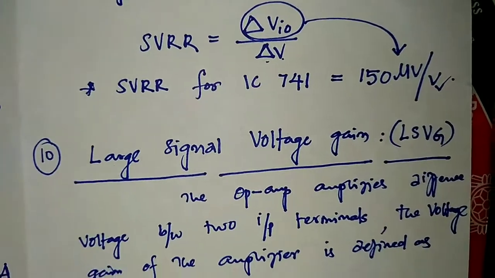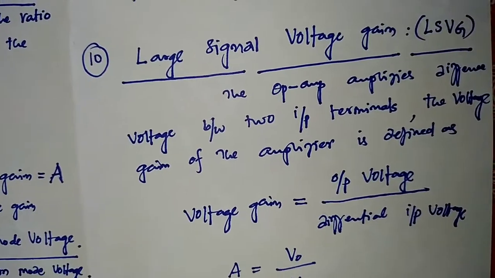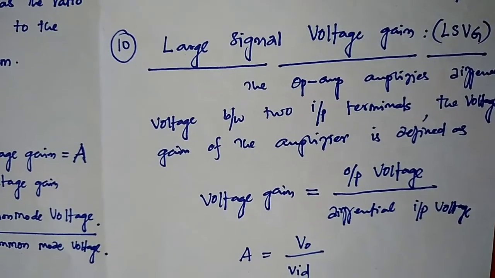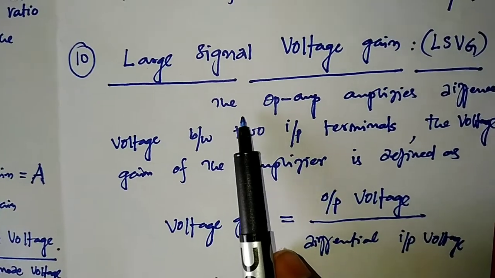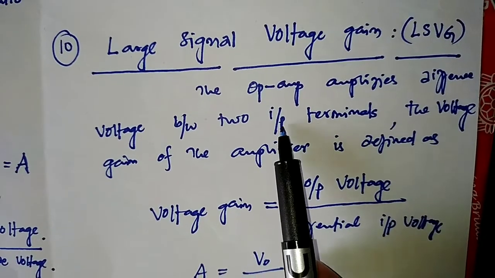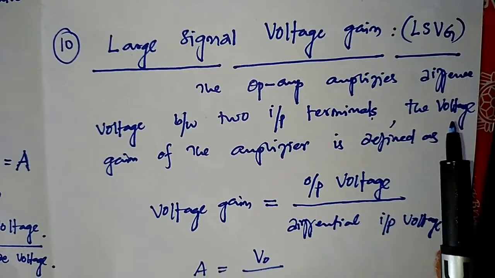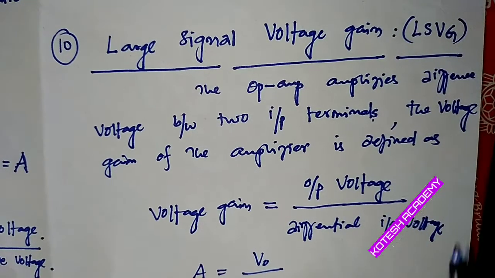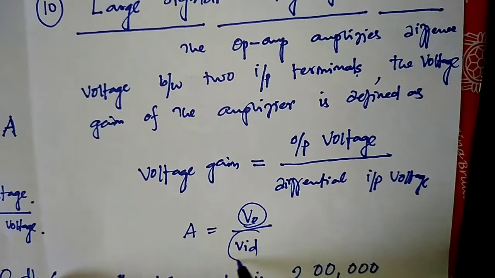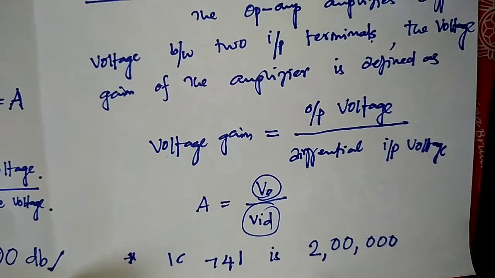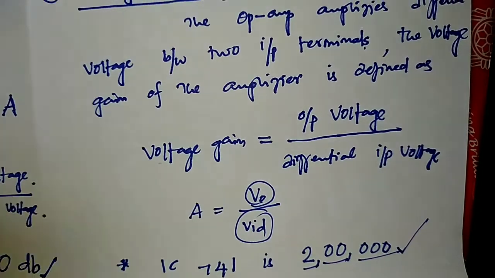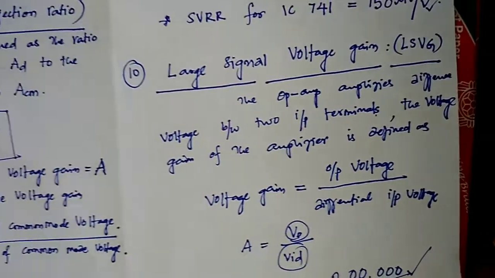Next, the 10th one is large signal voltage gain. Large signal voltage gain is one of the most important specifications for the IC741. The operational amplifier applies a difference voltage between the two input terminals, both inverting and non-inverting. The voltage gain of the amplifier is defined as output voltage V0 by differential input voltage. The IC741 practical value is 2 lakh, that is 200,000. There are no units for gain.